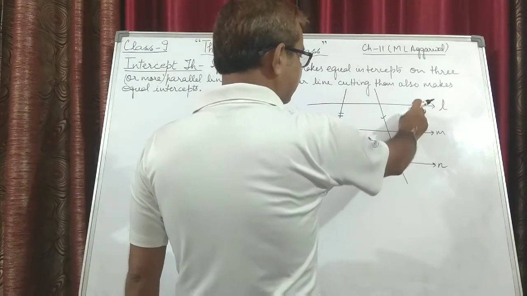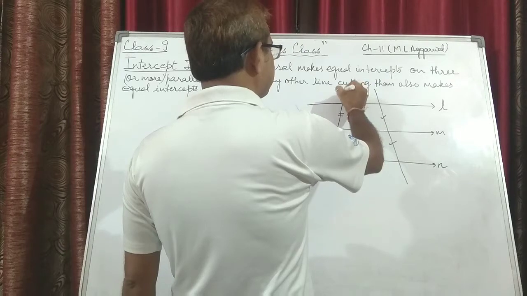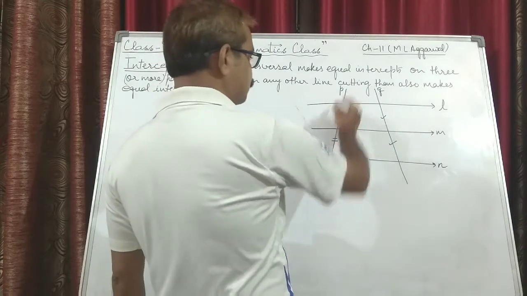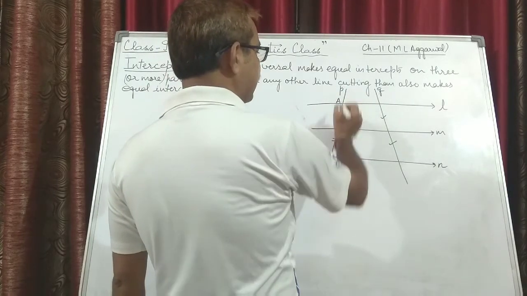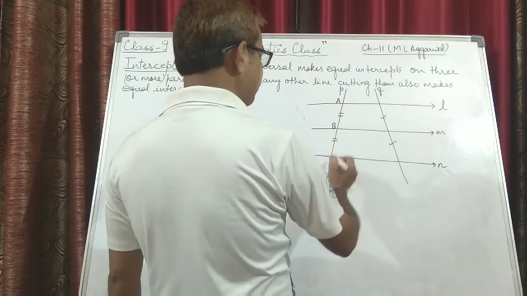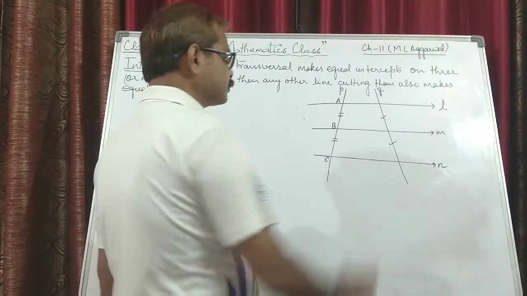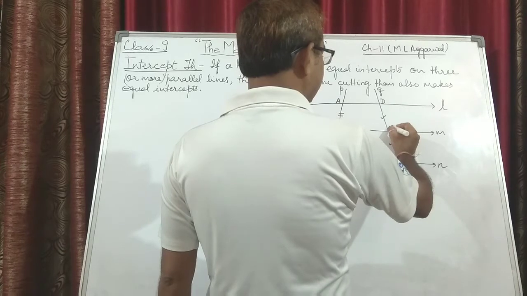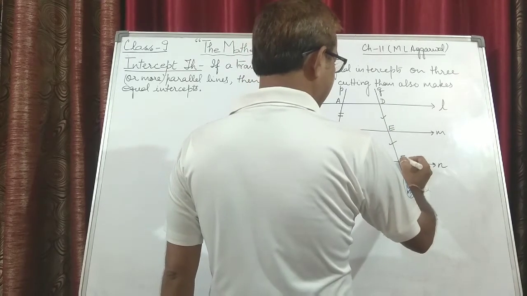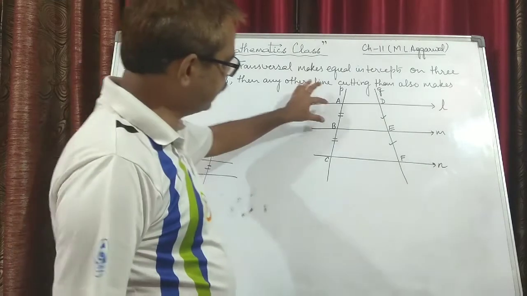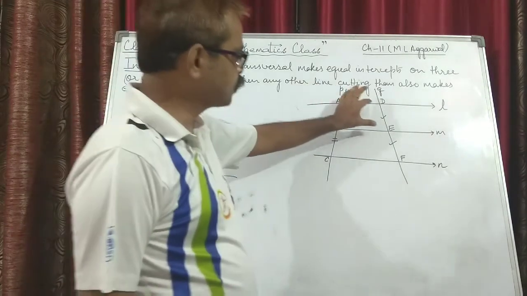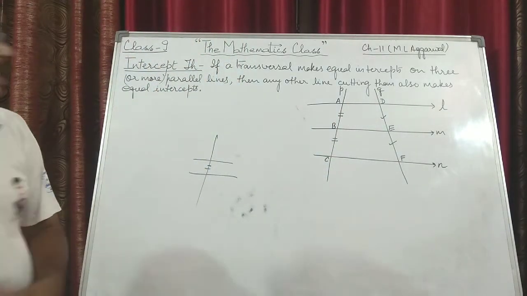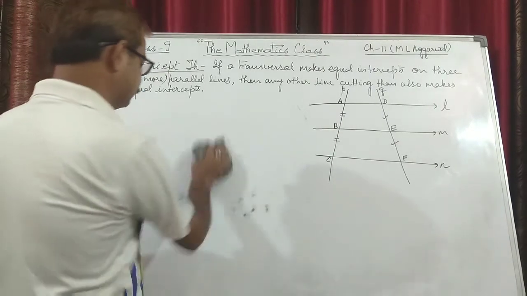There are 3 parallel lines given, L, M, N. I am taking one line P, that is transversal, other line Q, that is again one transversal. Now this P line cuts L at point A, M line at point B and N at point C. And this Q transversal cuts L line at point D, M at E and N at F. So it is given that AB is equal to BC. We have to prove that DE is equal to EF. This is the question.